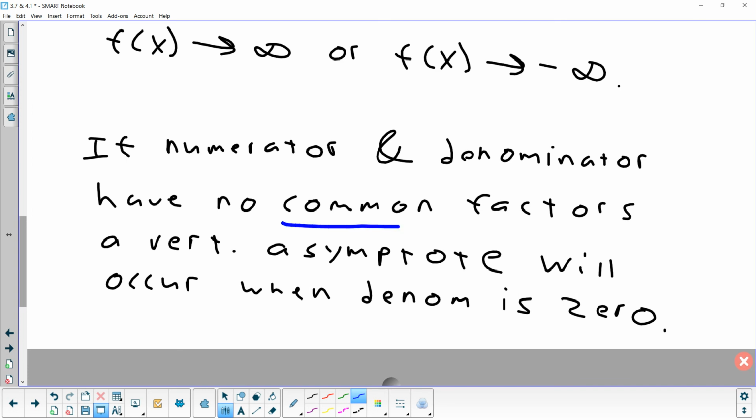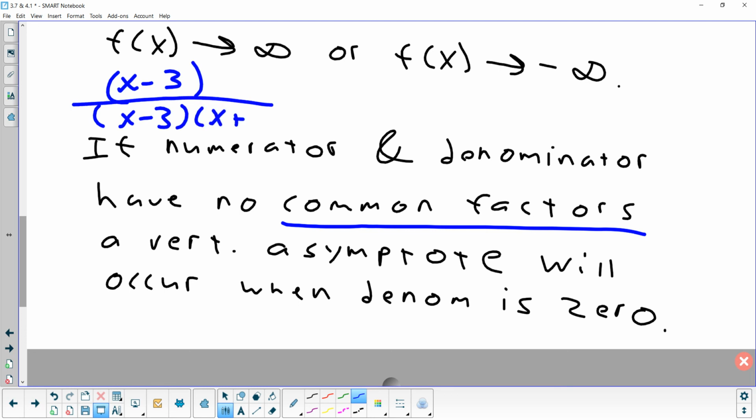unless you had a common factor. So if you had a problem like this, and I asked you the domain, hopefully you would say it's all real numbers except 3 and -4. And this says that if the numerator and the denominator don't have a common factor, then 3 and -4 would be vertical asymptotes.